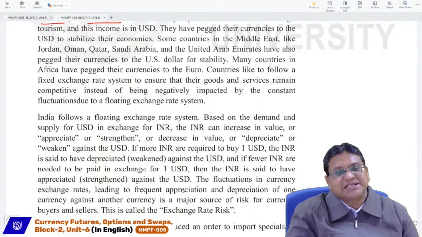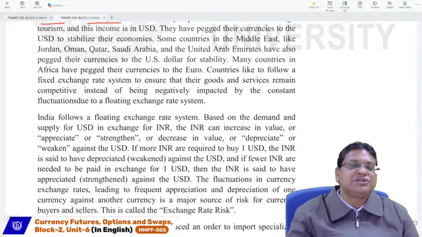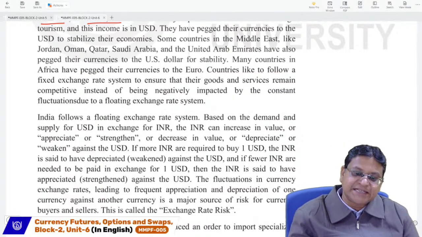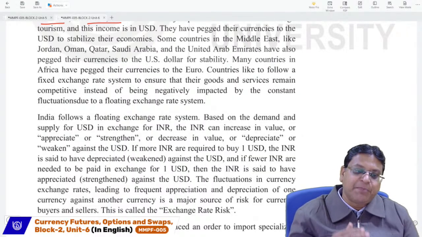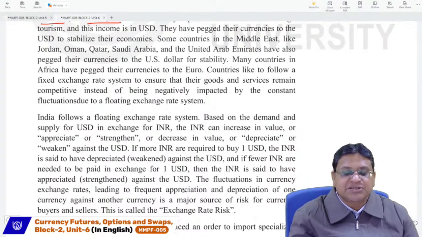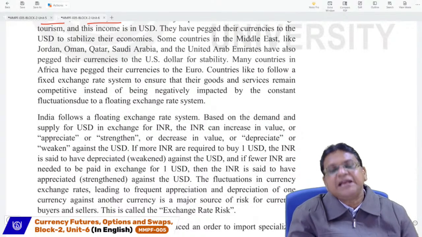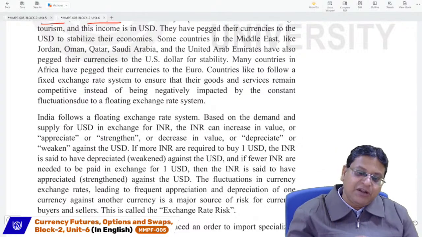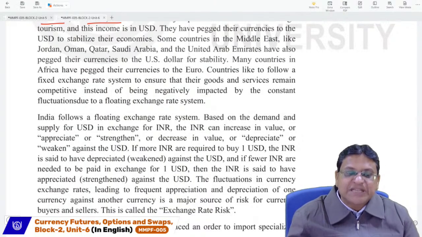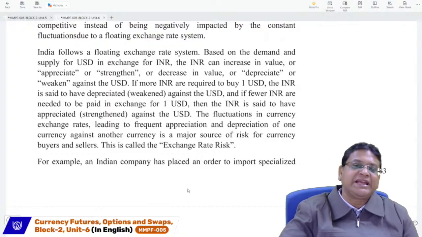Currency value changes very fast in case of floating exchange rate because it is traded in the market and the rate is decided by demand and supply. If there is excessive demand pressure or buying pressure, the currency value will increase. If there is excessive selling pressure, the currency value will decrease. So there will be a wide fluctuation in the value of the currency in case of floating exchange rate.